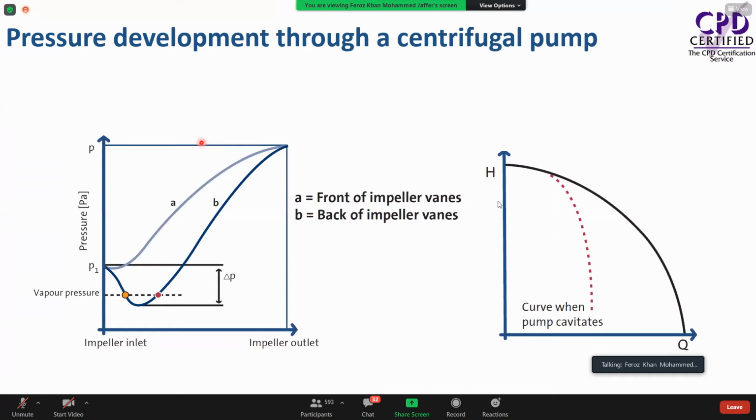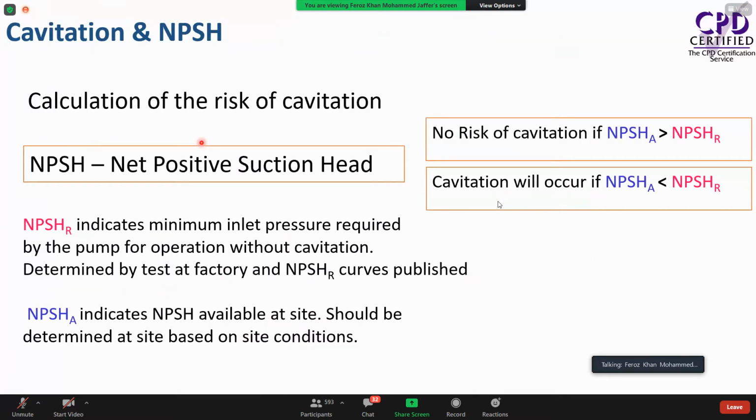Then how do we ensure that the pump is not cavitating? Here comes the concept called NPSH, net positive suction head. Using this terminology, and there are some calculations behind that, we can actually eliminate the risk of cavitation.